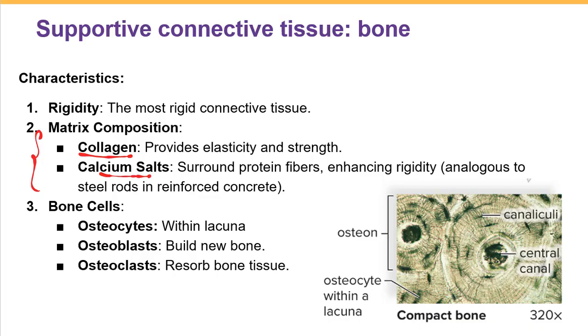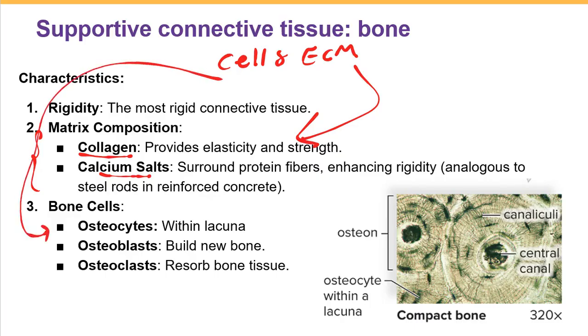But do you remember we said that connective tissue is composed of cells and extracellular matrix? We talked about the extracellular matrix. The extracellular matrix of the bone is composed of many collagen fibers and also calcium phosphate or calcium salt as the mineral part. But what about the cells?